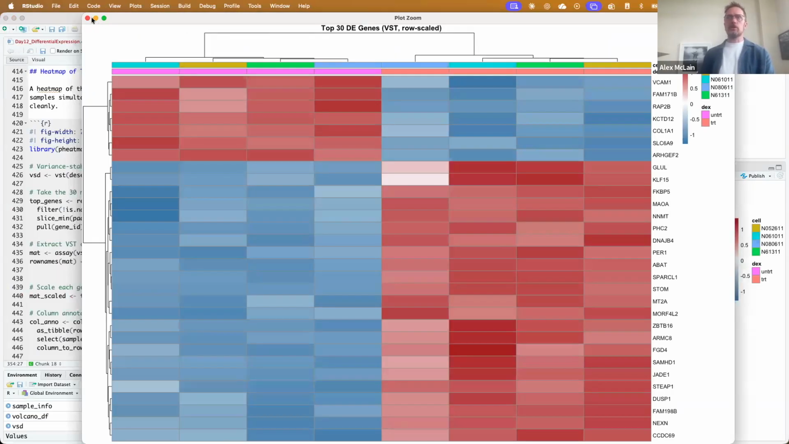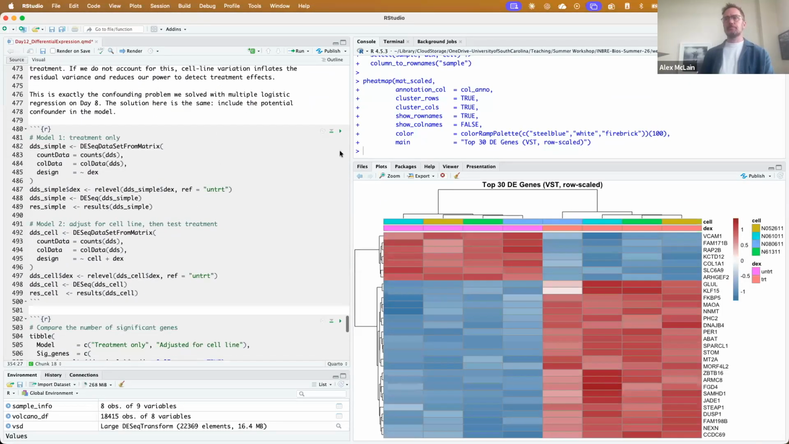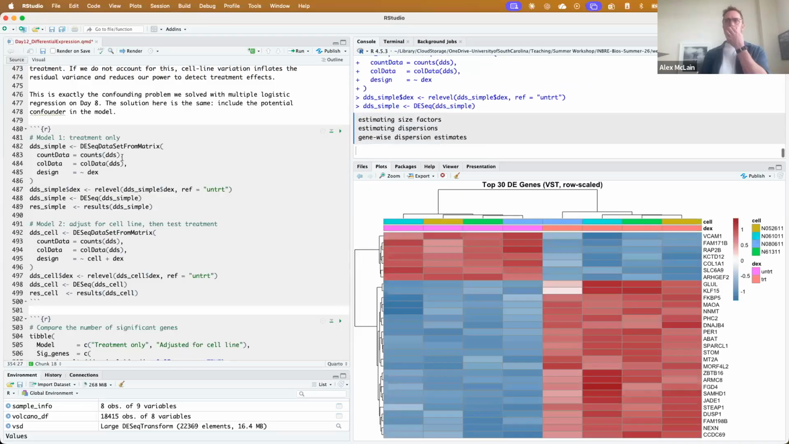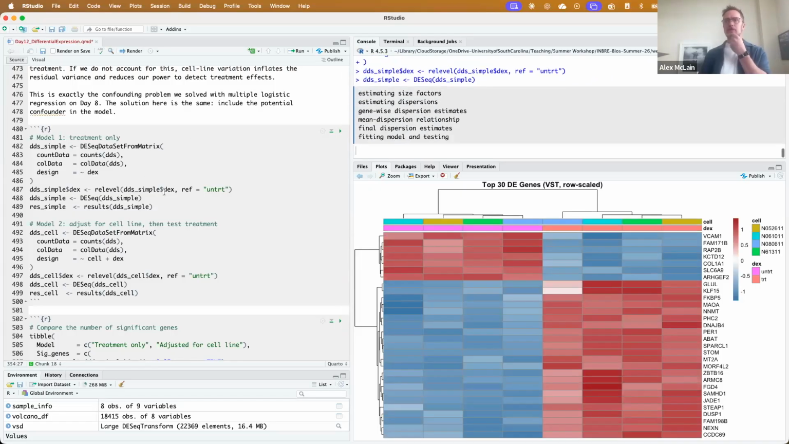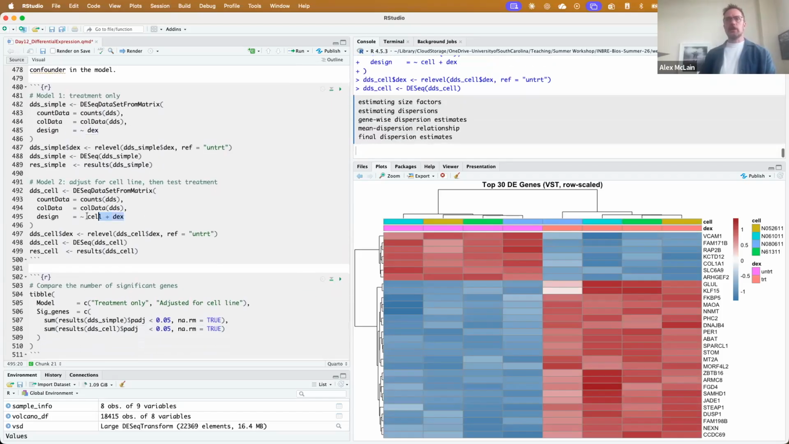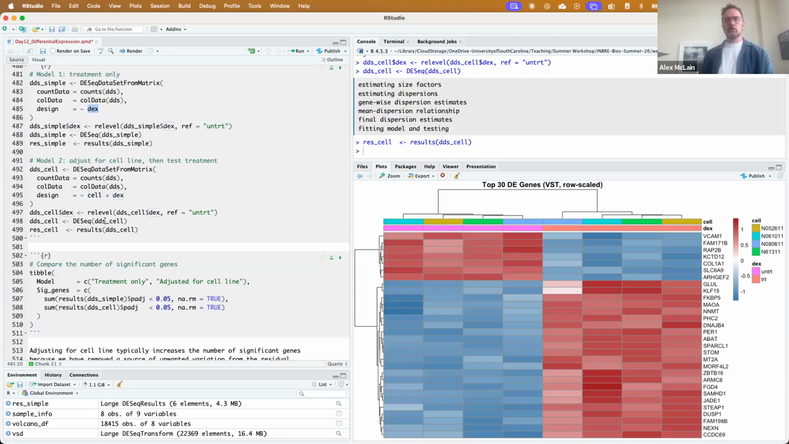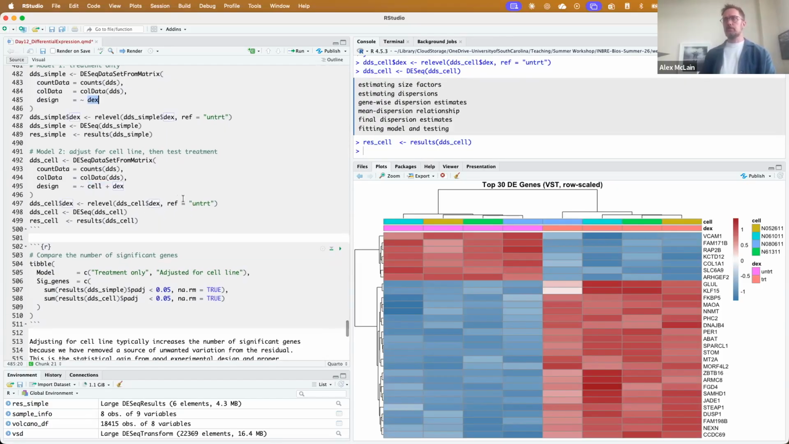I'm going to go over to R, and I'm going to run this code chunk. So first, it's doing the treatment only. You're going to see that run. In the second one, we are adding the cell line to the design matrix. So the calls are exactly the same, except this has the cell line plus, and this one just has the DEX to it. We have the results for this.